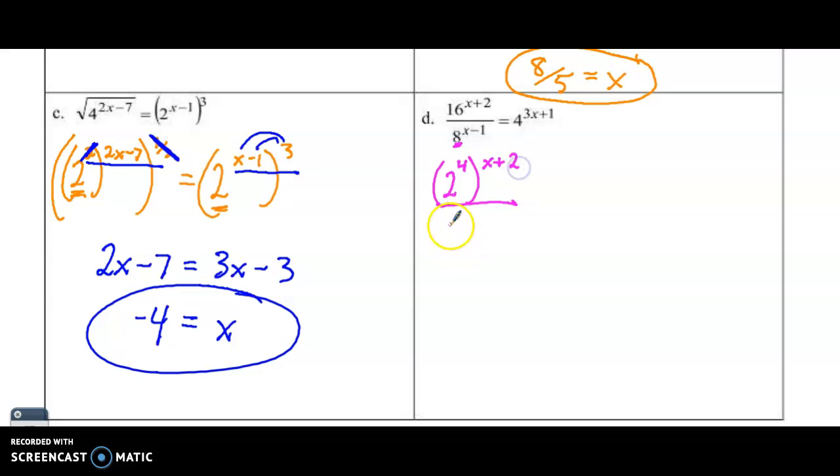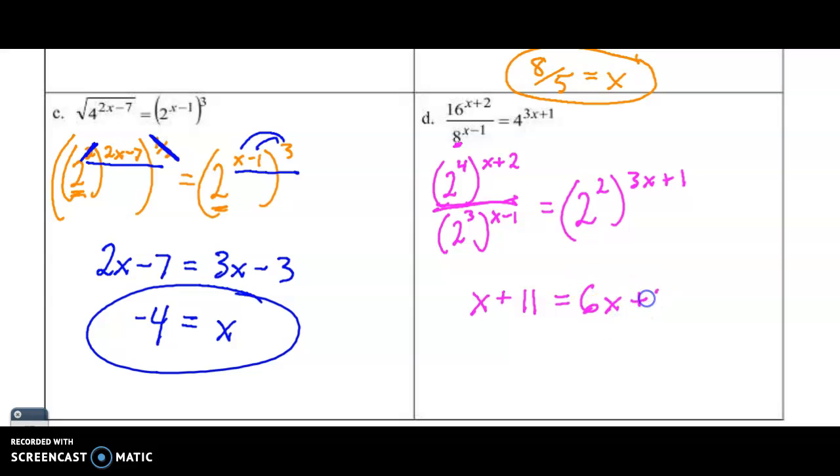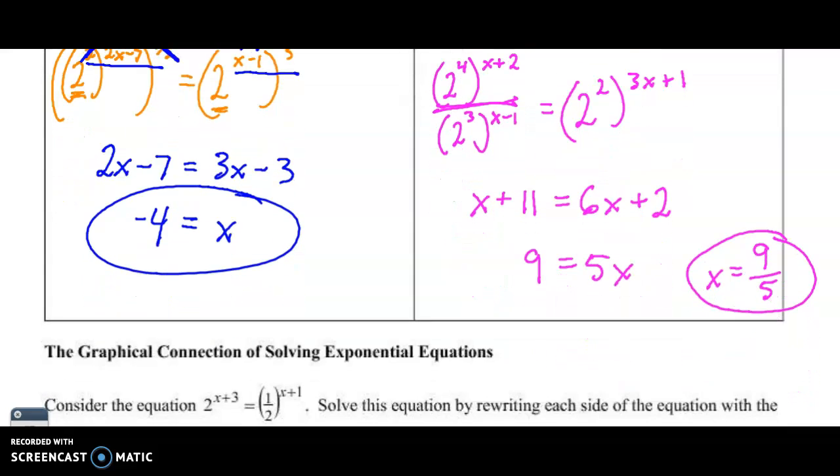X plus 2. It's 2 cubed will give me 8. X minus 1. And 2 squared gives me the 4. 3x plus 1. So as I distribute and I subtract exponents, 4x minus 3x is 1x. I get 8 minus negative 3, so it would be plus 11. And then over here, I get 6x plus 2. And some of you may need to work a little bit more out of this to get the right answer. Subtracting x over, subtracting 2 over, and you get x equals 9/5. But I want to keep this video somewhat short, so I'm going to stop right there.